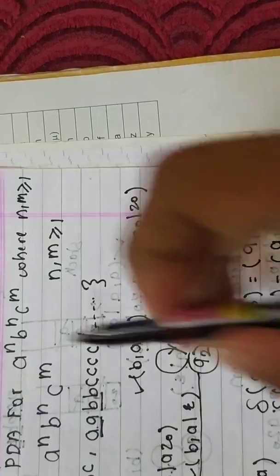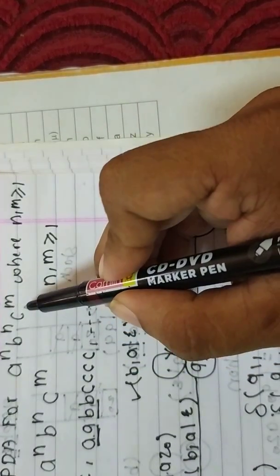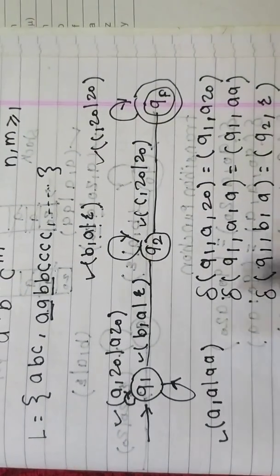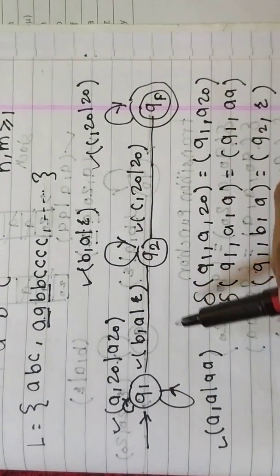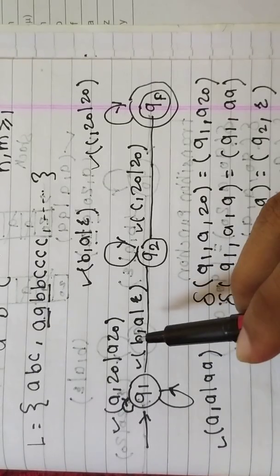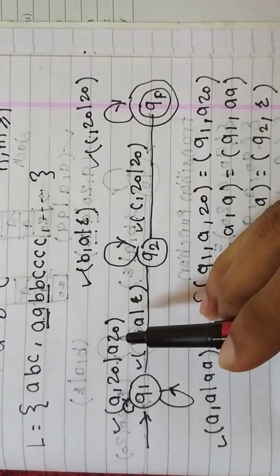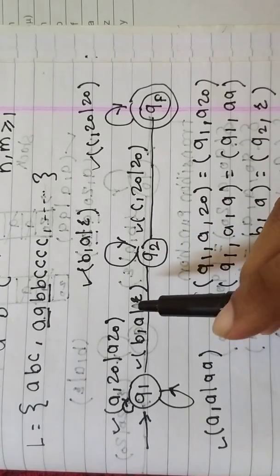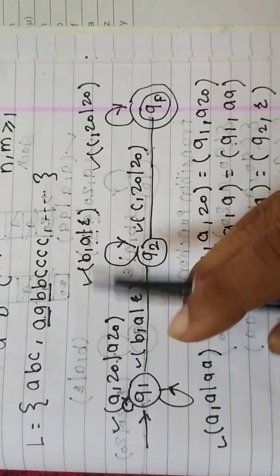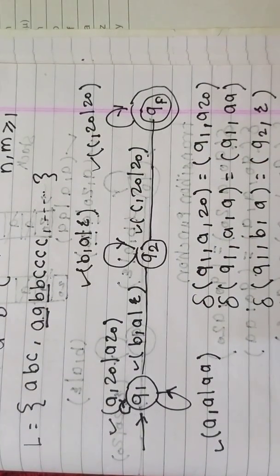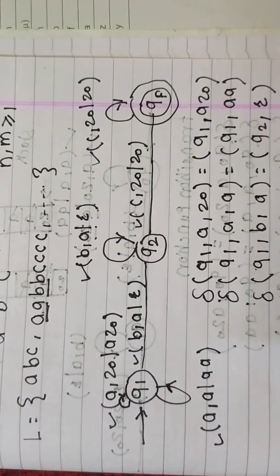So for this particular language, a raised to n, b raised to n, c raised to m, we can draw a PDA like this. You may find it difficult, but before attempting these types of questions, you first clear your basics. Please do watch our earlier videos where we discuss the definition of PDA and then proceed with these types of examples.